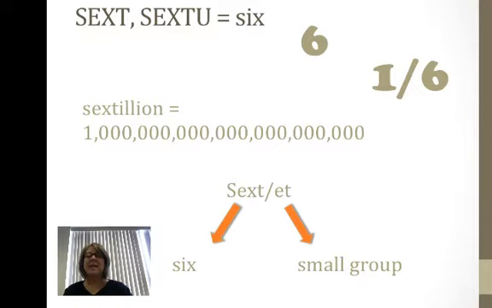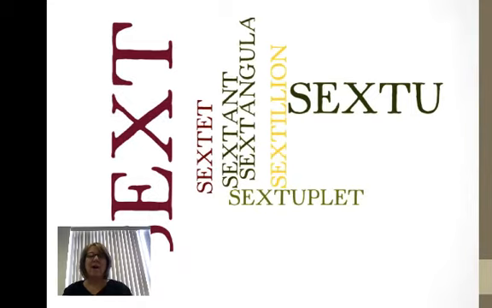Or how about a word like sextet? Sext means 6, and et means small group, so a sextet would be a small group of 6. Other words: sextant, that's a measuring device, sextangular, sextuplet, sextillion, sextu, which is another root.